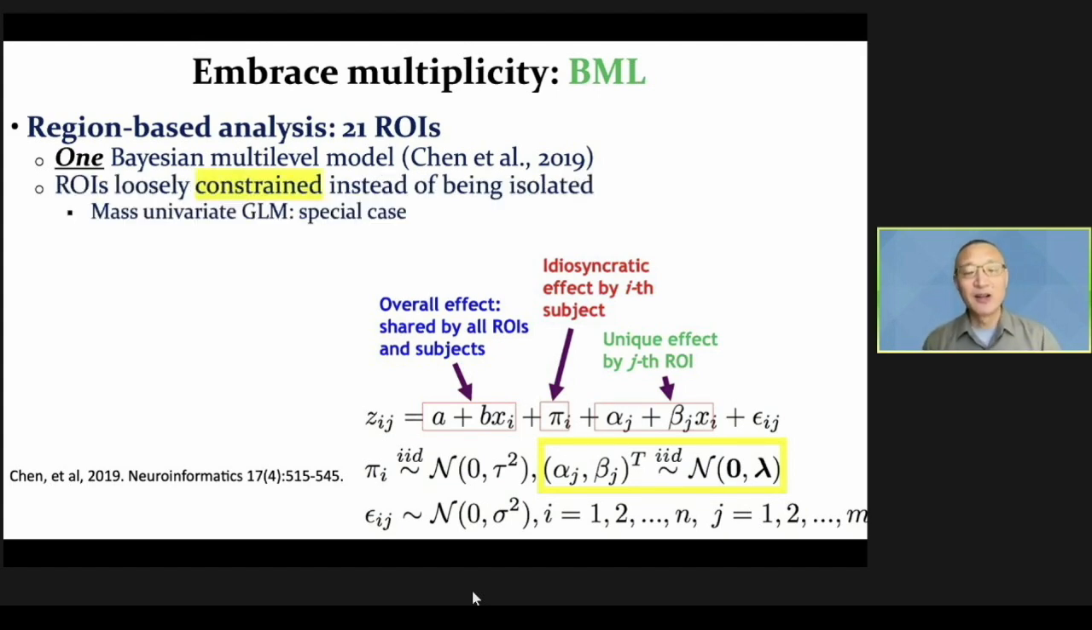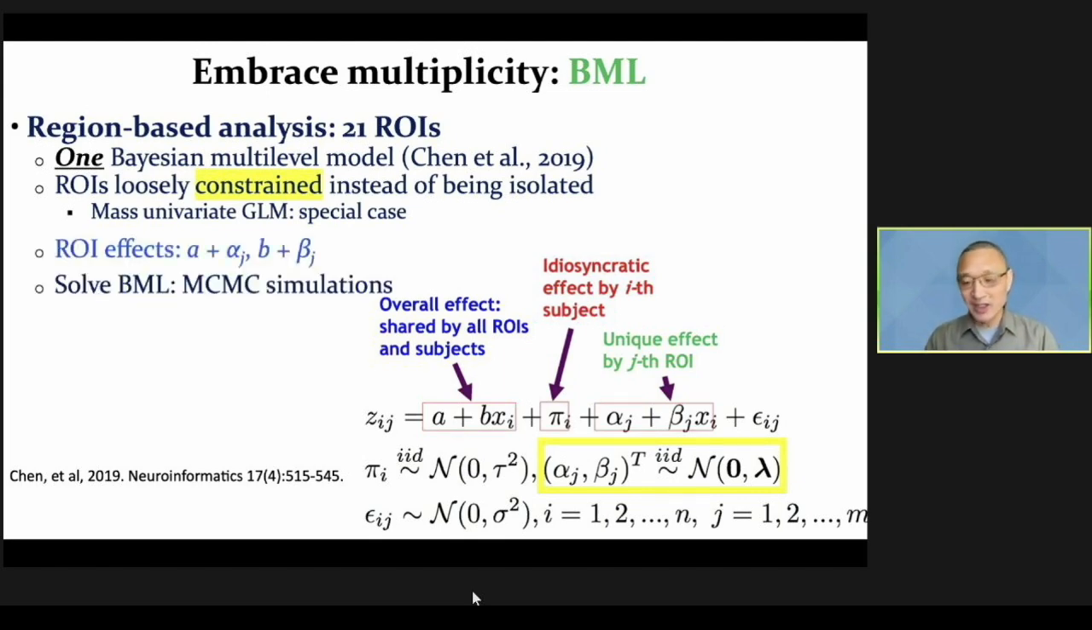With that modeling framework, we basically constrain all those ROIs with a Gaussian distribution. That constraint does not come from whatever we specify. We just say the distribution is Gaussian, and let the data decide the strength of that constraint. In other words, the variance of that distribution is totally decided by the data. So in that sense, the traditional approach, the massively univariate general linear model, is basically a special case in which the variance is infinity. That means no constraint.